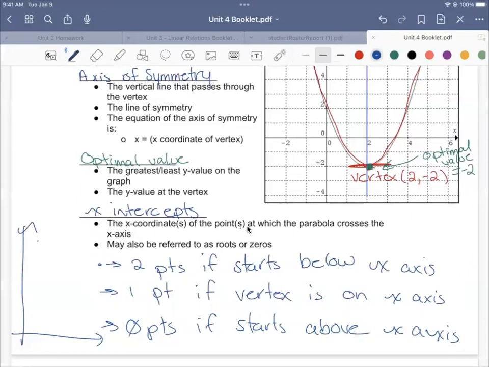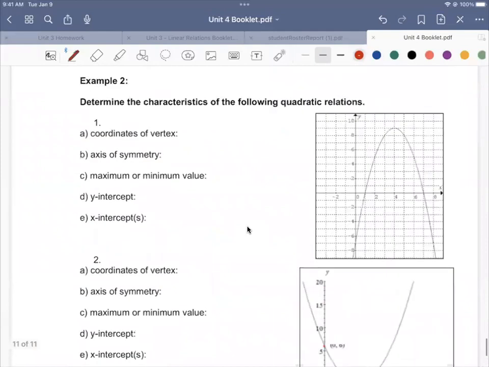Essentially, if I take a look at that on a graph, if it starts up here, there are no x-intercepts. If it starts right here, there's 1 x-intercept. And if it starts down here, there are 2 x-intercepts. So we're going to state all those points for a couple different graphs just to get used to that.